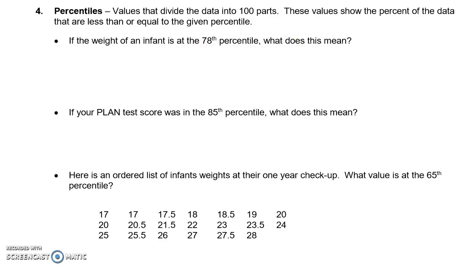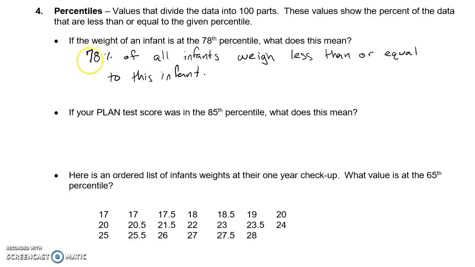Go ahead, press pause, and try to come up with that. Okay? So it means that 78% of all infants weigh less than or equal to this infant. And that's the important thing to recognize, that it could be exactly the same and still be considered the 78th percentile. With that said, give the 85th percentile on the test score a try.